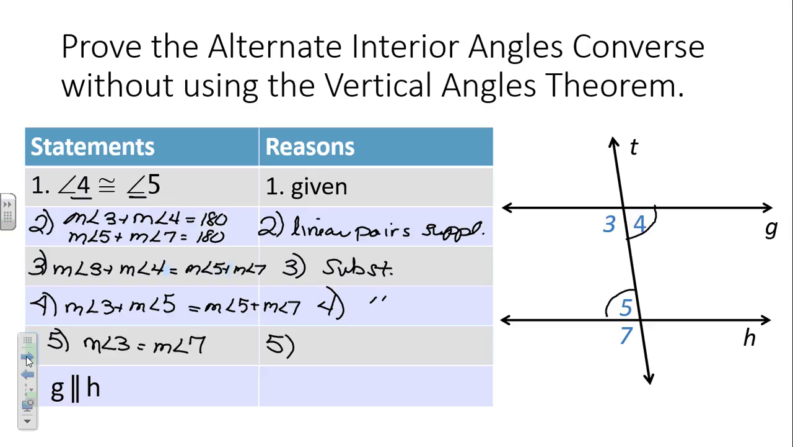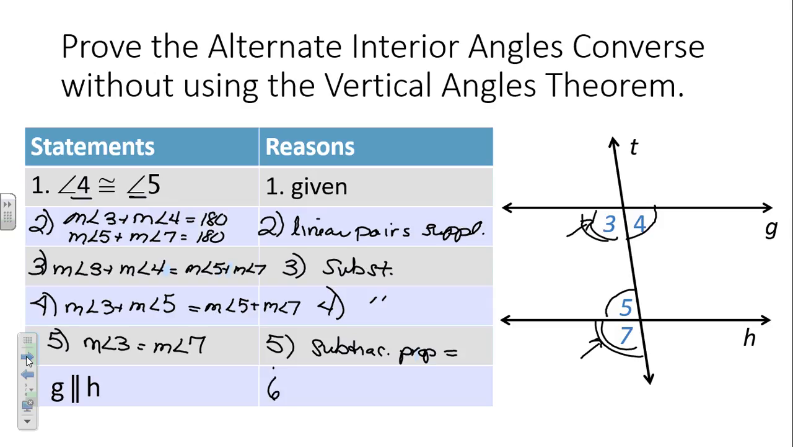Good. And so how did we remove that angle 5 from each? We subtracted. Okay. And since 3 and 7 are congruent, what kind of angles are those? One's inside, one's outside. They're on the same side, so consecutive, but we don't have a consecutive inside-outside, right? Starts with a C, though. Corresponding. Okay? Since corresponding angles are congruent, then the lines have to be parallel.